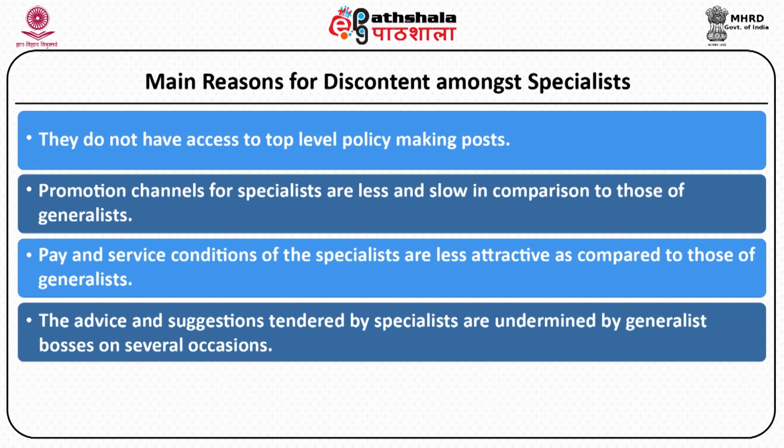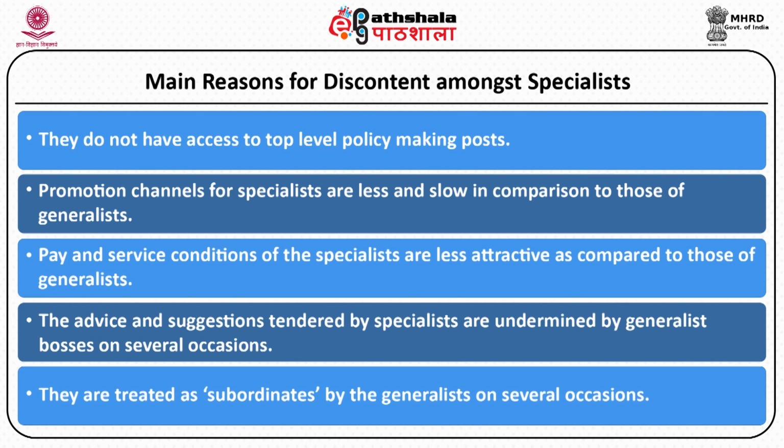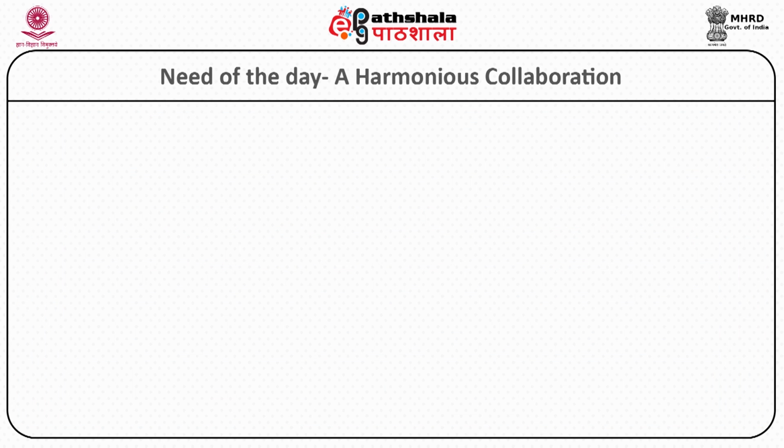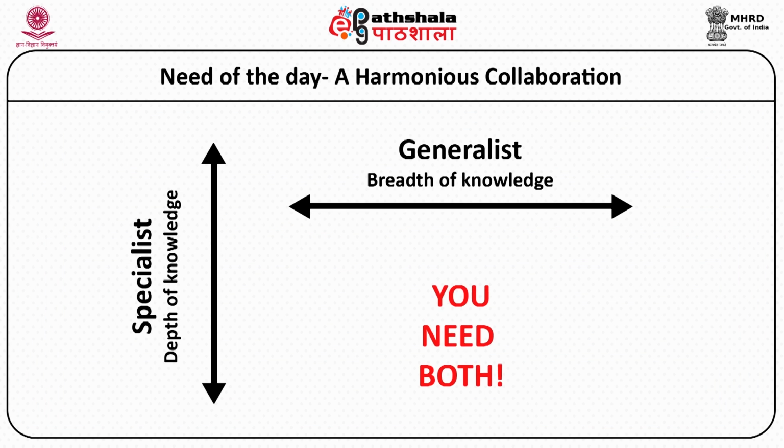They believe that the advice and suggestions which they give to the generalist bosses are not considered, since generalists consider them as subordinates and they are not treated at par with the generalist administrators. So as I discussed previously, we cannot do without either the generalist or the specialist. Need of the hour is to have both. Why both? Because the generalist has breadth of knowledge and the specialist has depth of knowledge. So we cannot do without the breadth of knowledge or without the depth of knowledge. We need both generalists and specialists. So we need to devise ways to have a harmonious relationship between both generalists and specialists.